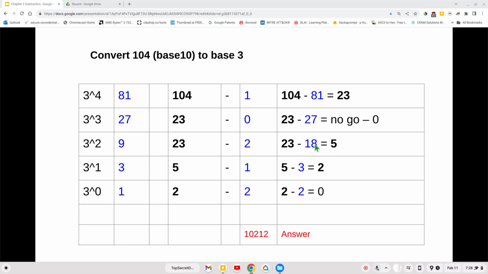How many times does 3 to the 1 go into 5? It goes into 5 one time, so 5 minus 3 equals 2. Now how many times does 3 to the 0 power, which is actually the number 1, go into 2? 1 times 2 is 2. And so it evens out to 0, and your answer is 10212.